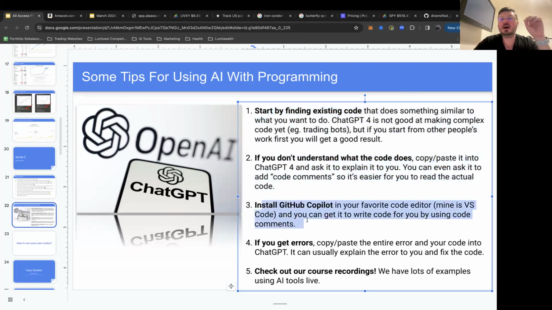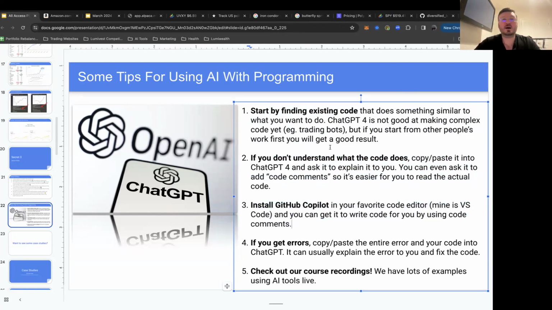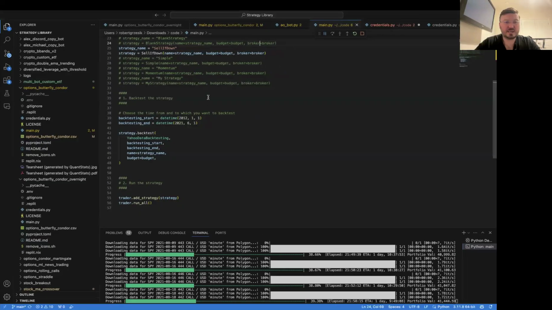Number 3, if you don't currently use GitHub Copilot, I really strongly suggest that you guys use this. Let me see if I can show you an example of this.